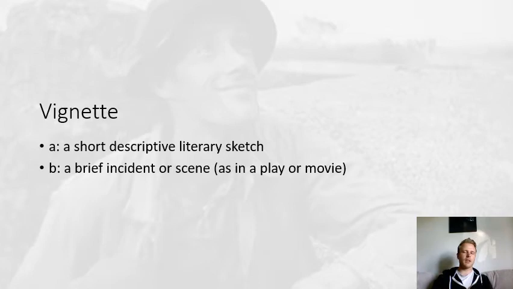So within this vignette, we get the conflicted image of this girl. She's both a figure that he looks towards as a figure of support, but also a figure that can potentially drag him down.